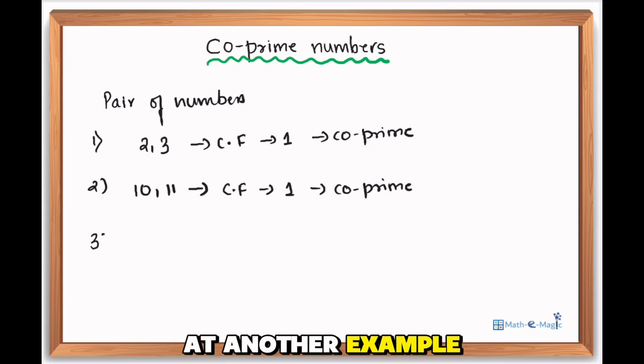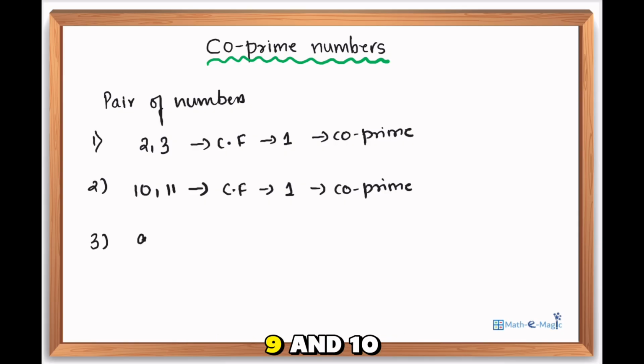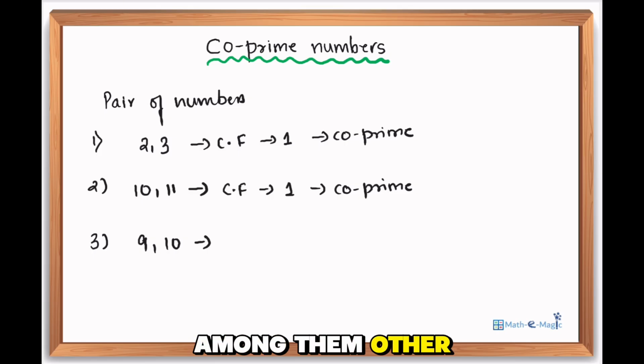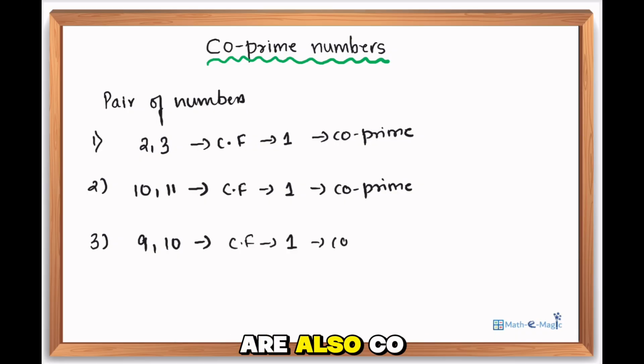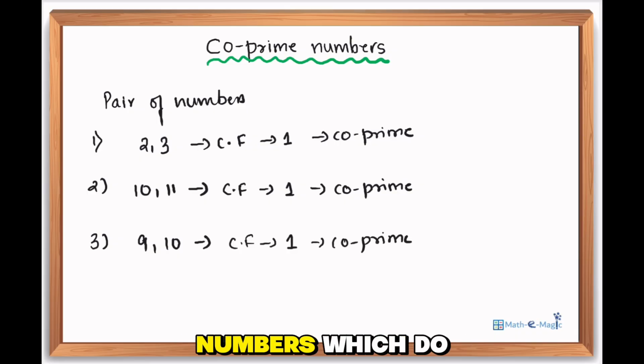Let us look at another example. Let us say 9 and 10. Now in 9 and 10, neither 9 is prime nor 10 is a prime number. But they have no common factor among them other than 1. The only common factor is 1. Hence, these numbers are also co-prime. So, co-primes are a pair of numbers which do not have any common factors among them other than 1.